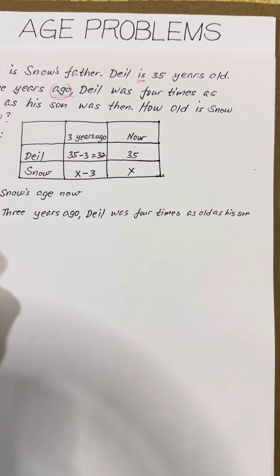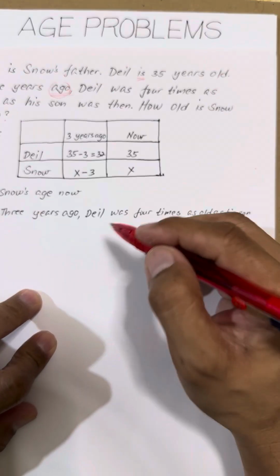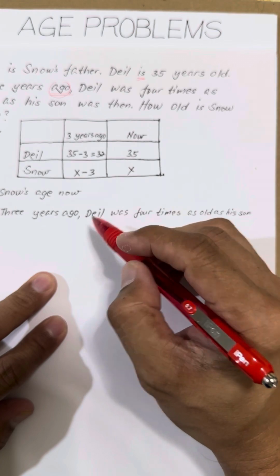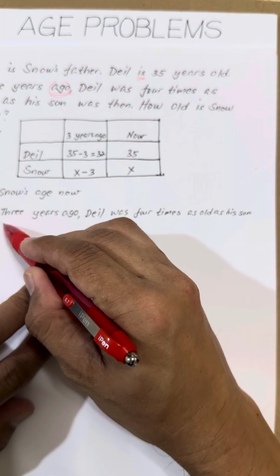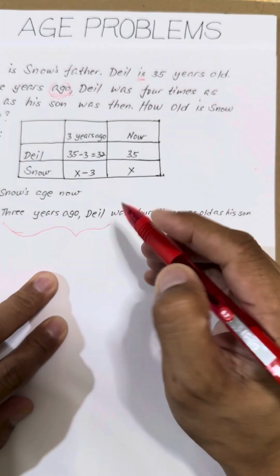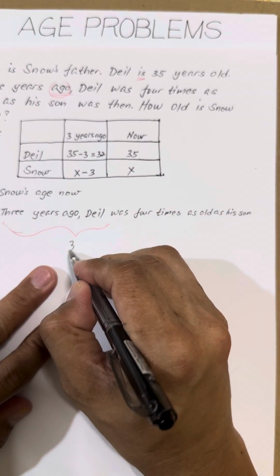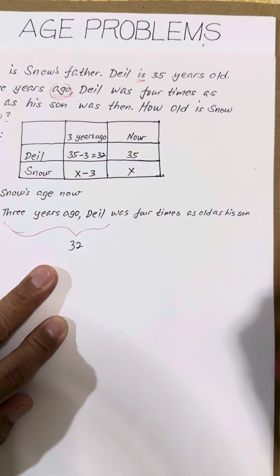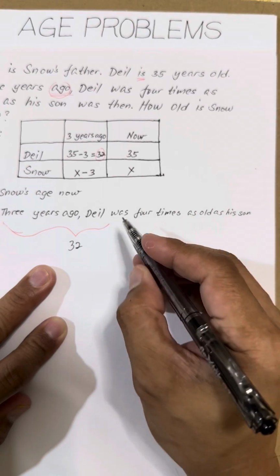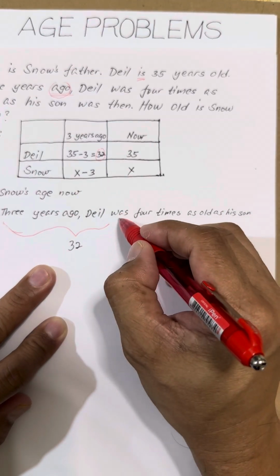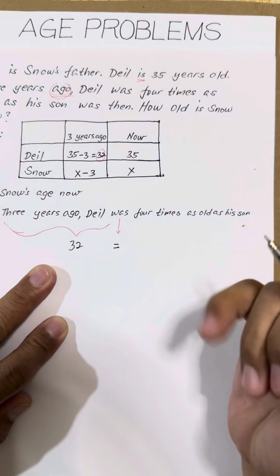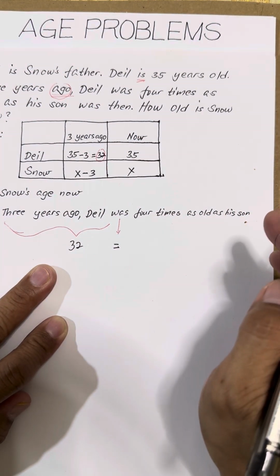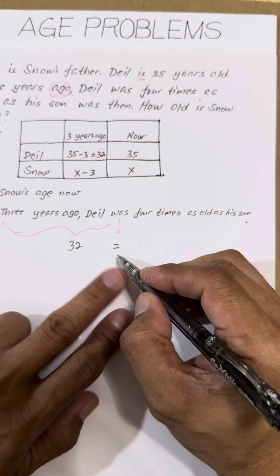Okay, so from this statement, we can formulate an equation. 3 years ago, what was the age of Dale? Dale's age 3 years ago was 32. The word "was" here we can convert to equals. That's the same as is, was, were, will be, are. So that is translated into equals.